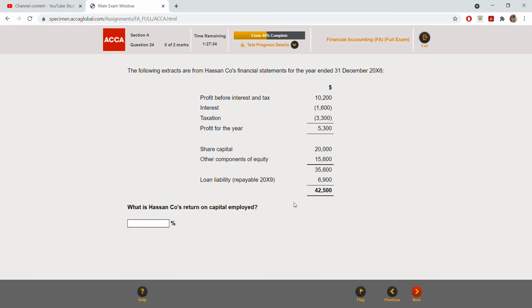The following extracts are from Hassan Company's financial statements for the year ended 31st December 2006. What is the return on capital employed? To know return on capital employed, you have to know the formula. The formula is profit before interest and tax divided by capital employed. So profit before interest and tax is this one, 10,200. Correct? But capital employed you are not given as it is. You have to find out. What is capital employed? Shareholders equity plus non-current liabilities.